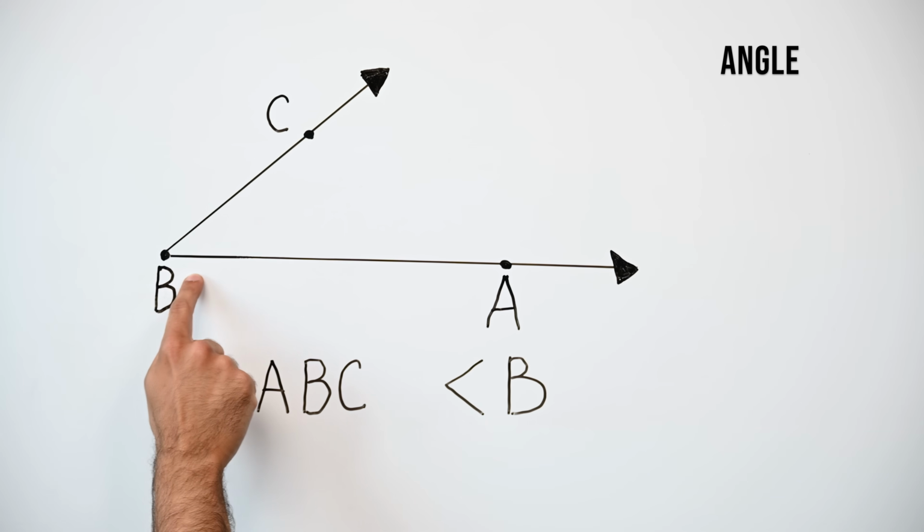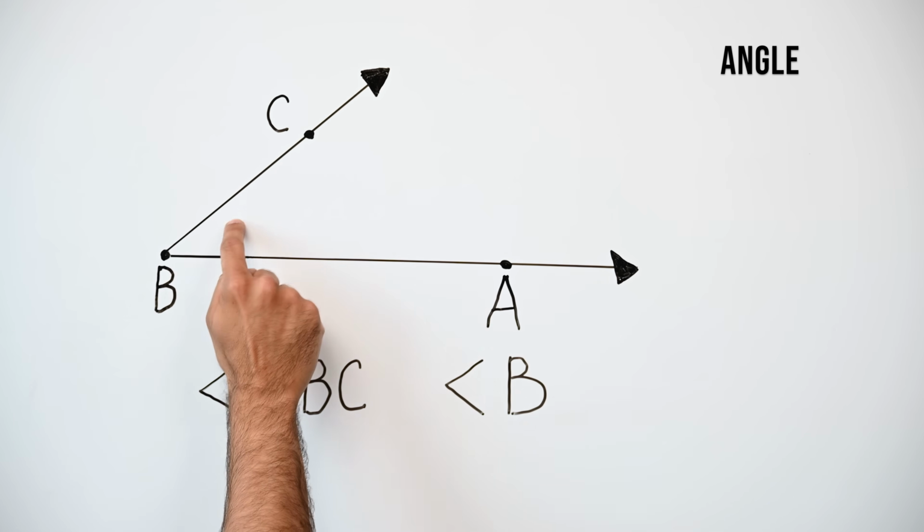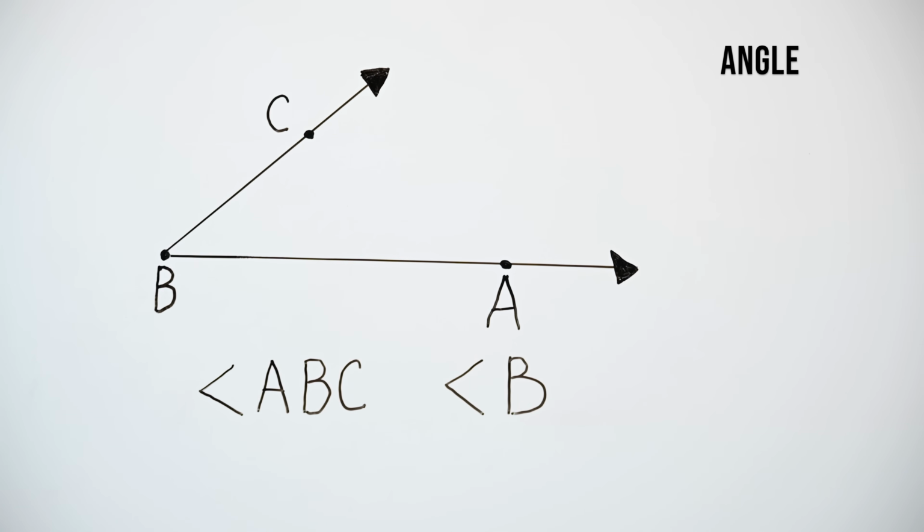With points, lines, and rays in mind, now we can talk about angles. An angle is formed by 2 rays that share a common endpoint. They are named using 3 points with the vertex or the corner in the middle. So, angle ABC means B is the vertex. If there's only one angle at a point, you might just see angle B.